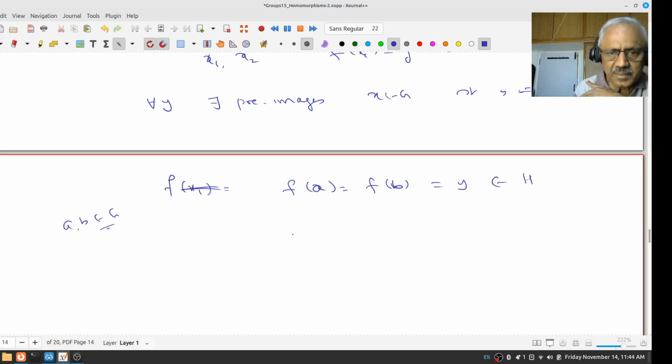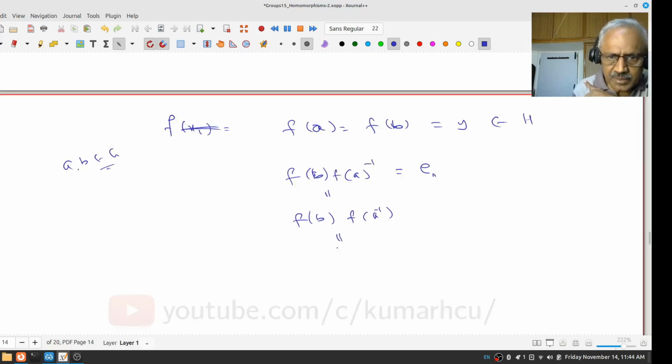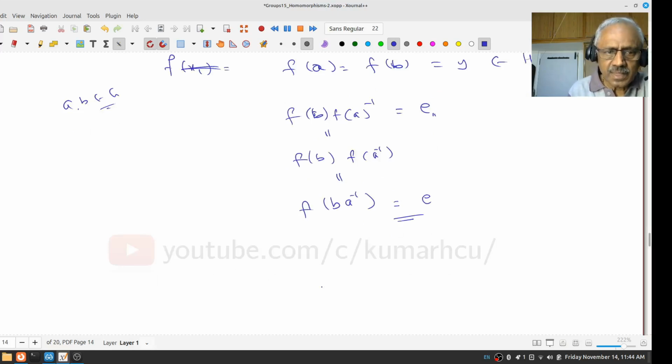What does that mean? f of b into f of a inverse is the identity, because both are y, right? But this is f of b into f of a inverse, remember, this is the identity element in H. But because it is a group homomorphism, it's f of b a inverse equal to identity. Right? And notice that if I assume a is not equal to b, then b a inverse is not identity.